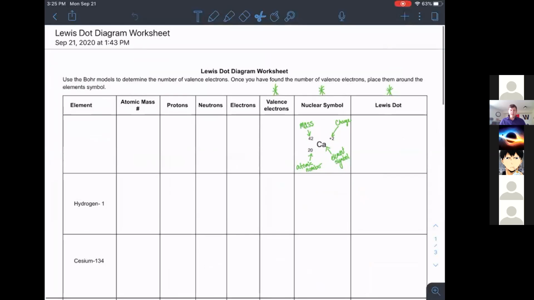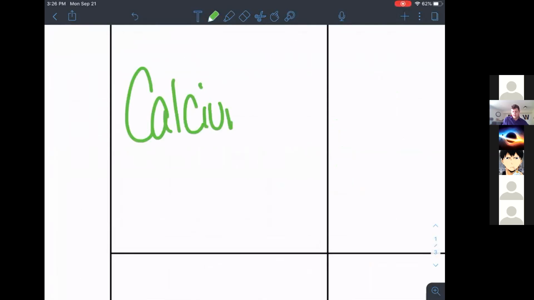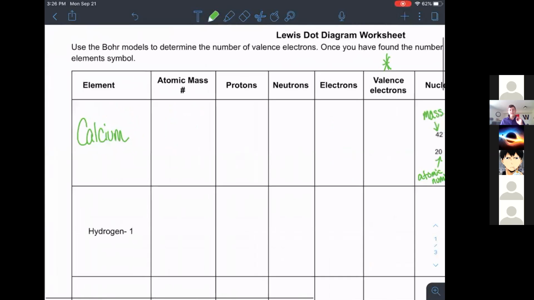So let's start filling out this table, and then we can get to the last column. We'll get to Lewis dot structures, and we'll figure that out in a second. So let's start with element. What element do we have again? Calcium. So we're just going to call it calcium. We don't have to include the ion part, but what else do we have to include with that element name?